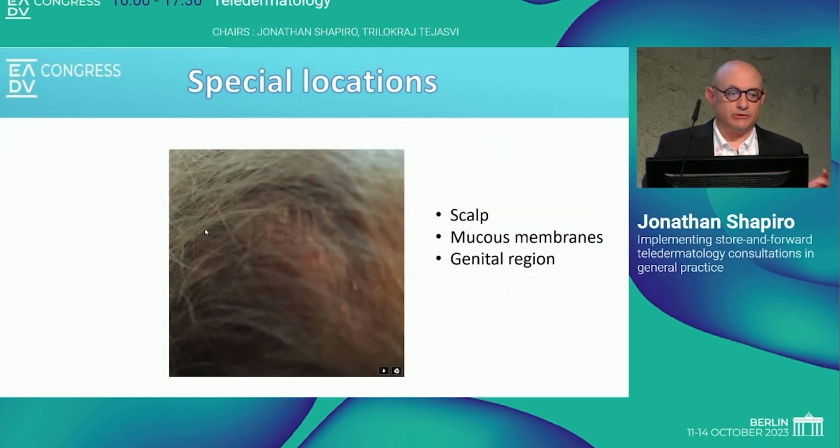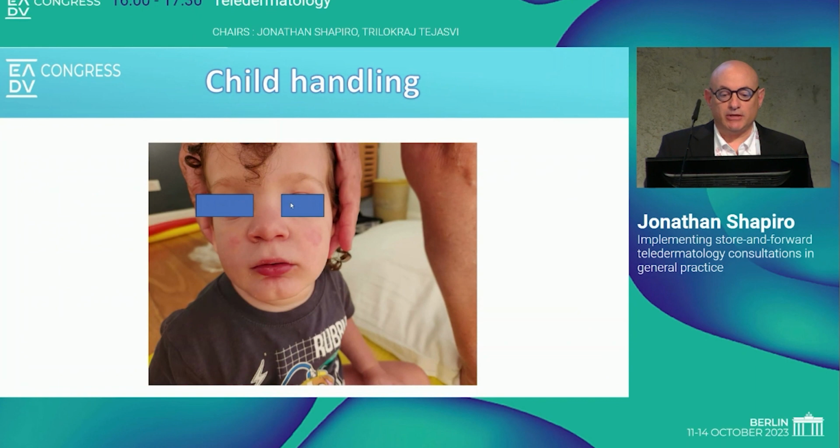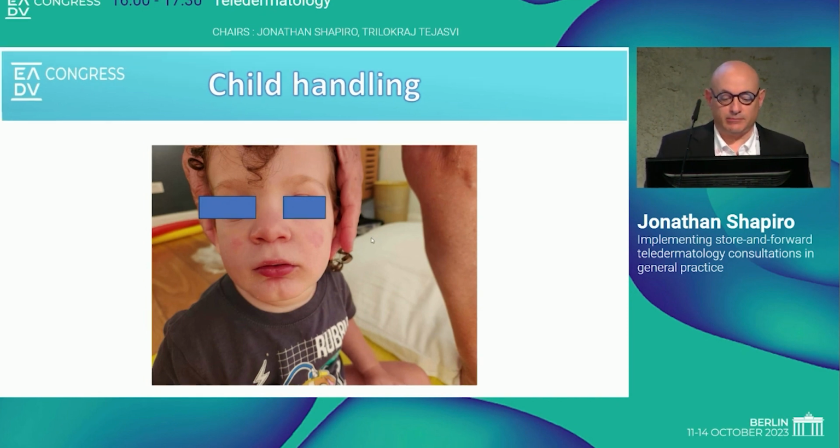Special locations, they try to take images from their scalp. It's very hard to make a diagnosis. Mucous membranes, genital regions. If you need help, ask for help. The same with child handling. Sometimes taking an image of a child who's moving can be like taking a selfie. So ask for help. You have one parent holding the child, the other parent taking the image.